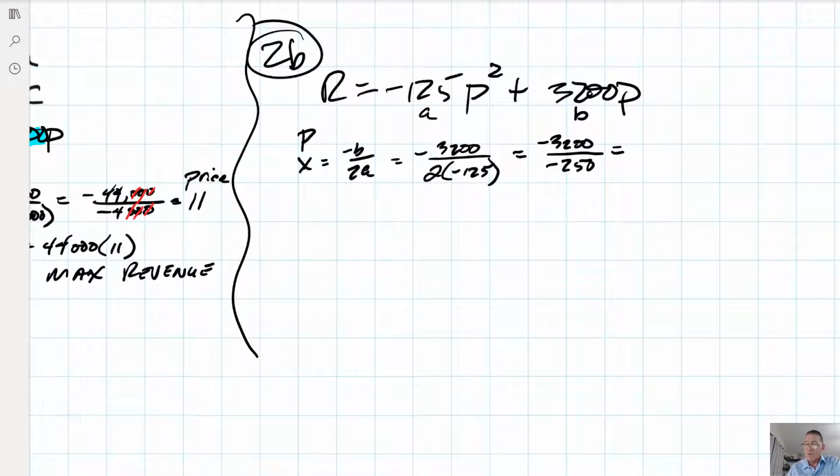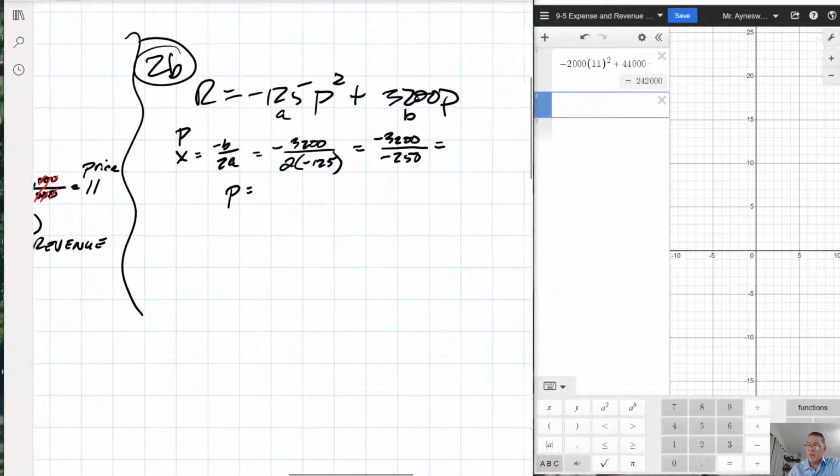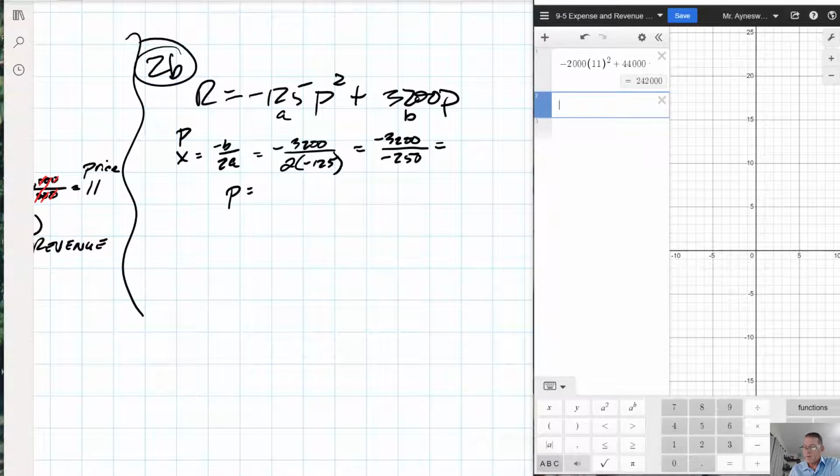And so what is the p-value? I'm going to switch to p because we're not dealing with x and y anymore. And then we simply divide, right? So let's do that. You take negative 3200, well, you can ignore the negative signs because a negative divided by a negative is positive. So you take 3,200 divided by 250. We already know it's a positive number, and you get 12.8. So good. So the price is 12.8.